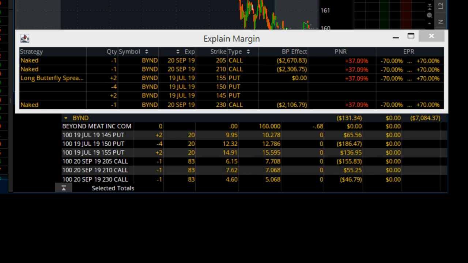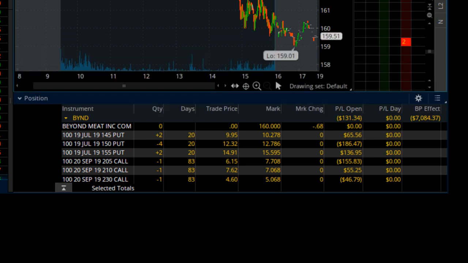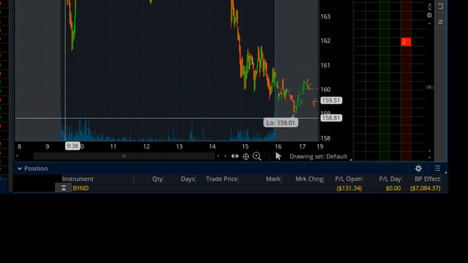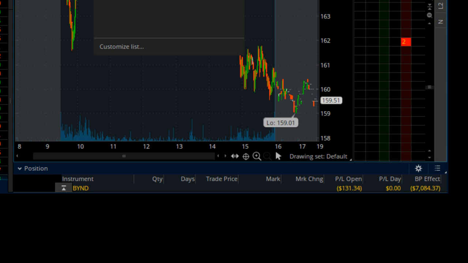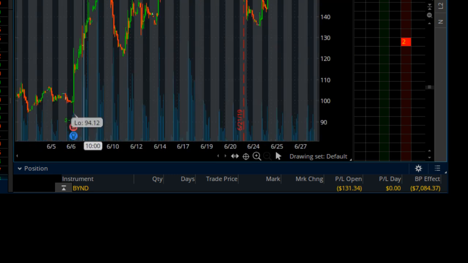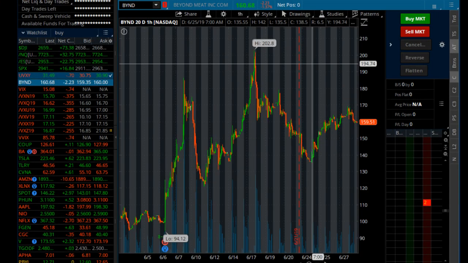So let's get back to what happened on Friday and this week so far. I've been trading BYND for like a month now, and I've had some good plays. I shorted it on a couple of rips, and it went back down, and that was good. But I have this small position now where I'm just naked short some of these calls up above the all-time high.